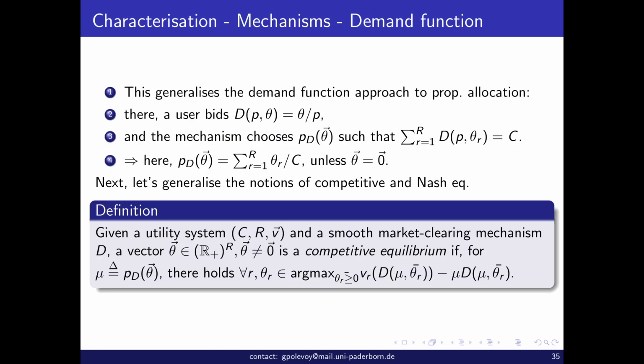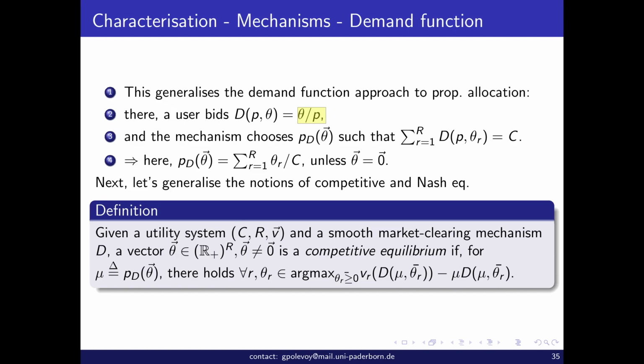So this is, as I said, a generalized demand function approach. There, the user bids theta, and this is the main function: how much you can get under the price. The price is one for everyone in this model. So you tell how much you would like to pay, and dividing that by the price determines how much you demand. The mechanism chooses the unique price such that the total demand is equal to supply, C. And then the price is exactly the total bid divided by C, unless we choose a vector of zeros, as we said.